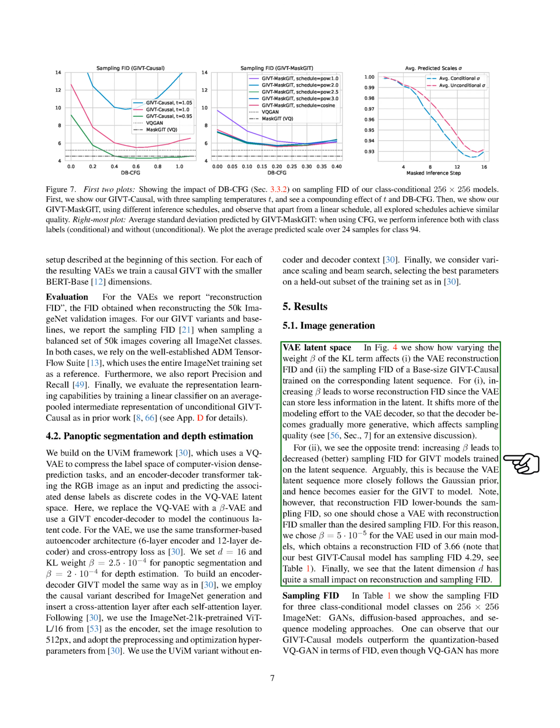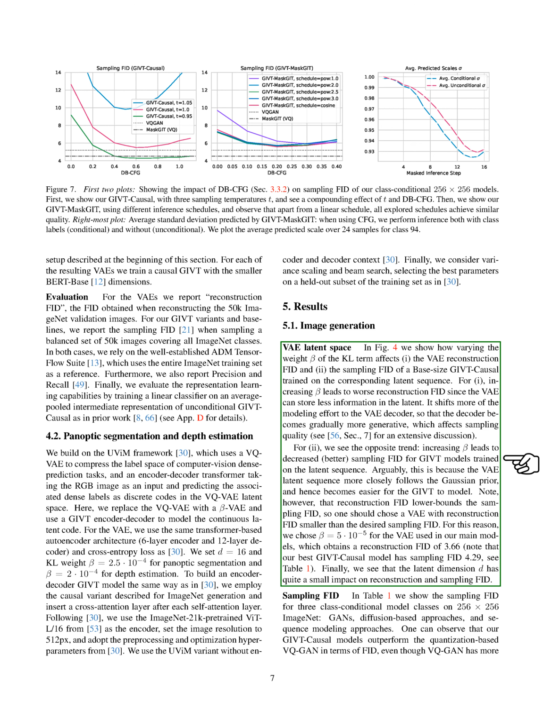We found that increasing the weight of the KL term in the VAE leads to worse reconstruction but better sampling quality. This is because the VAE can store less information in the latent, shifting more of the modeling effort to the VAE decoder. However, the VAE latent sequence more closely follows the Gaussian prior, making it easier for the GIVT to model. We chose a beta value of 0.0005 for the VAE used in our main models, which obtains a reconstruction FID of 3.66. We also found that the latent dimension has a small impact on reconstruction and sampling FID.